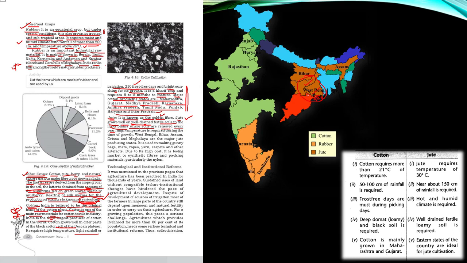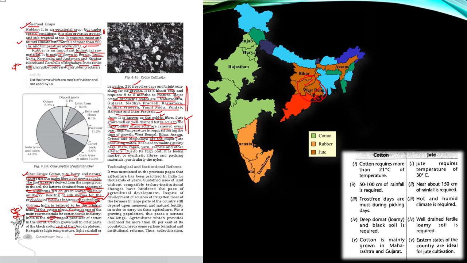It requires high temperature during the time of growth, and the major states where it is grown are West Bengal, Bihar, Assam, Odisha, Meghalaya. A lot of water supply is needed in order to process this crop, because it is a very rough fiber. So in order to soften it, when the jute bales are plucked, they are immersed in the water for a longer duration, and then it is further processed into different forms. And it is used for making different things such as gunny bags, mats, ropes, yarn, carpet and other artifacts.